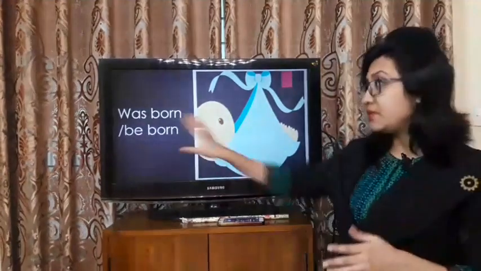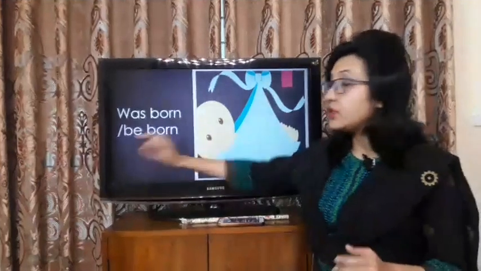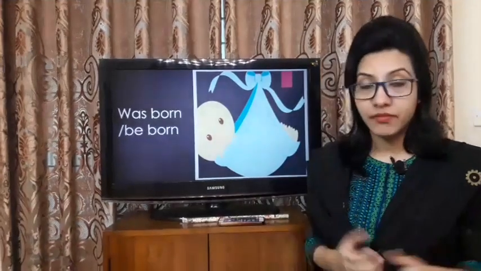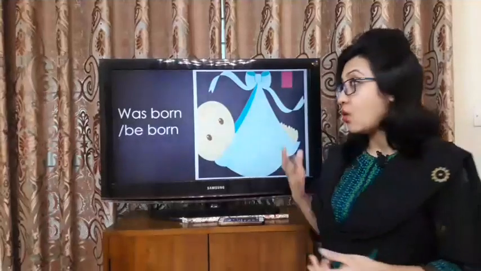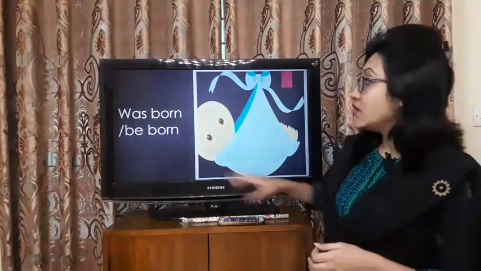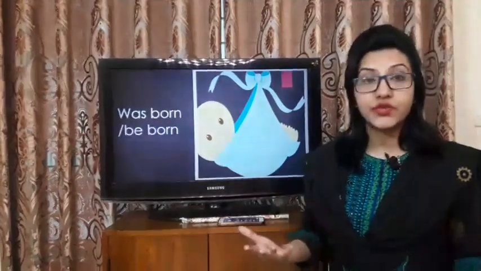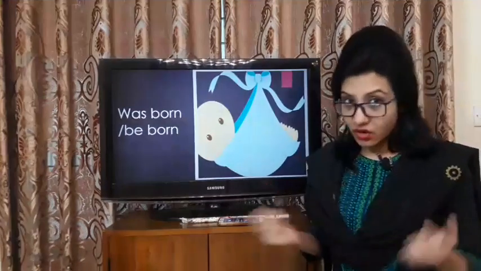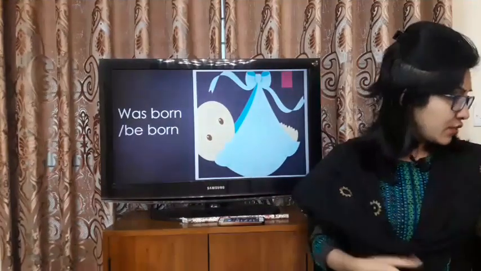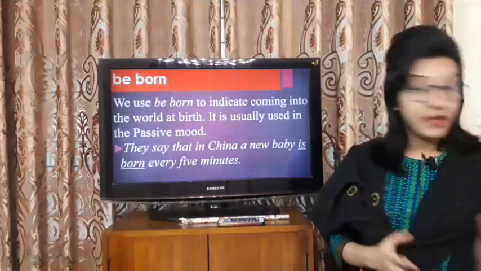Now what is be born in here? Here be refers to be verbs. So it can be am, is, are, was, were, right? If it is in past tense, then of course we have to use was or were. If it is in present tense, we can use am, is, or are. Now let's look at the use. Be born.